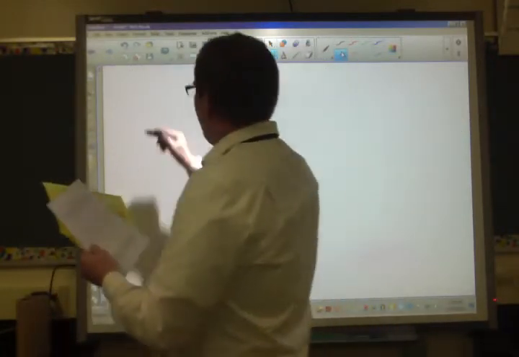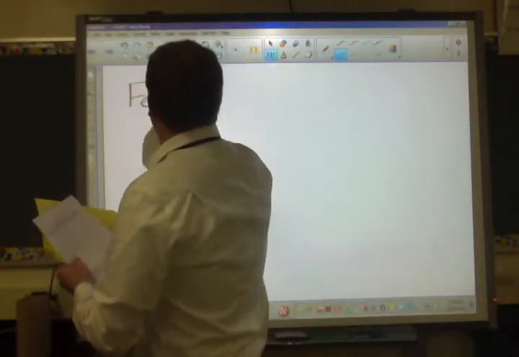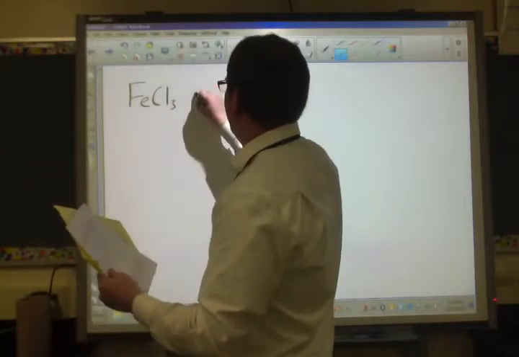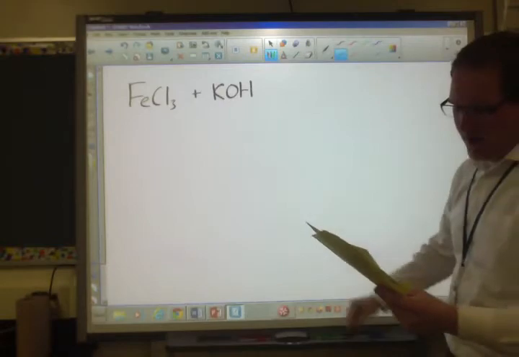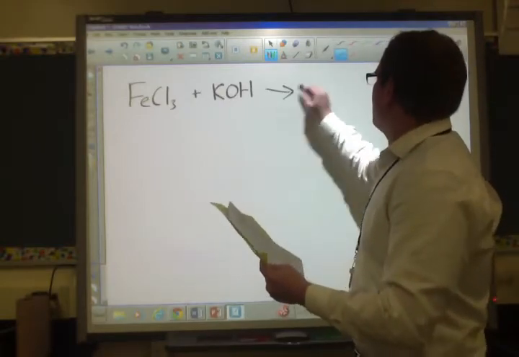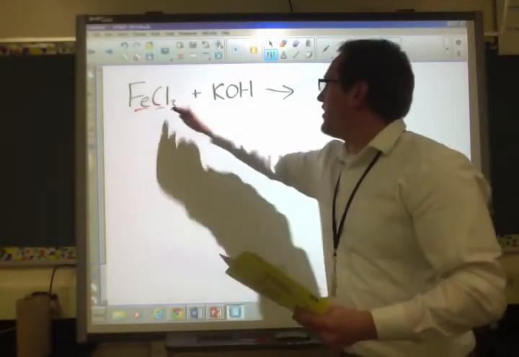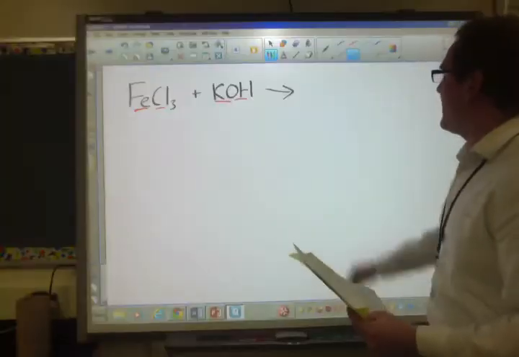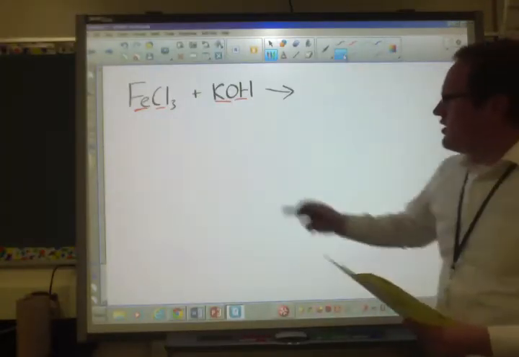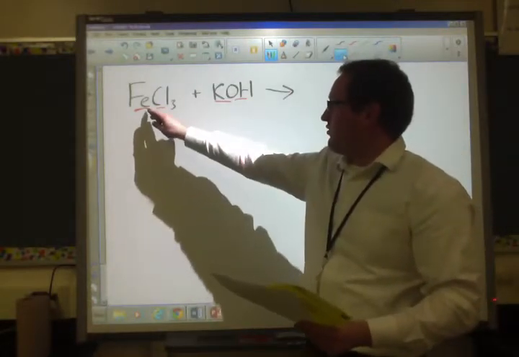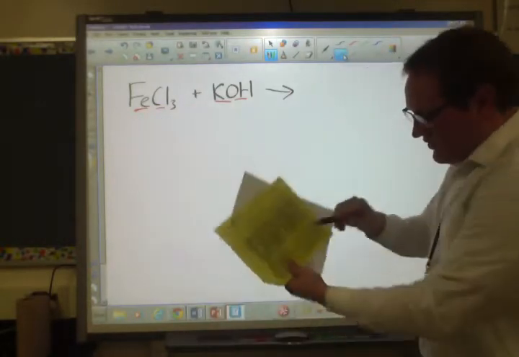Number 5. FeCl3, iron 3 chloride, plus KOH, potassium hydroxide. So we have a double replacement reaction. So I'm going to check my solubilities. By the way, it's important that you know this is iron 3, not iron 2, because different listings.